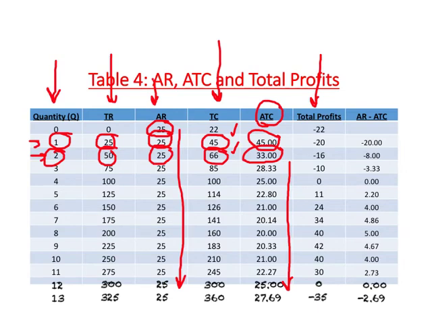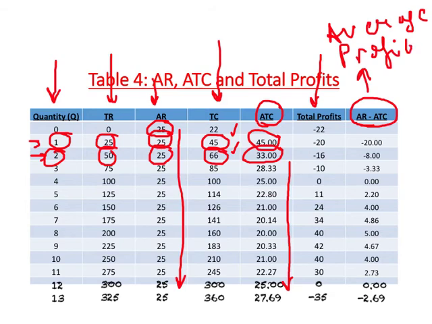Now in the last column what I have done is I have figured out the difference between average revenue and average total cost. And what does this represent? This represents average profit per unit of output. And there are different ways we can calculate this. We can divide total profits by total output and we'll get average profit per unit of output. Or we can just look at the difference between AR and ATC, and what we get is this column.